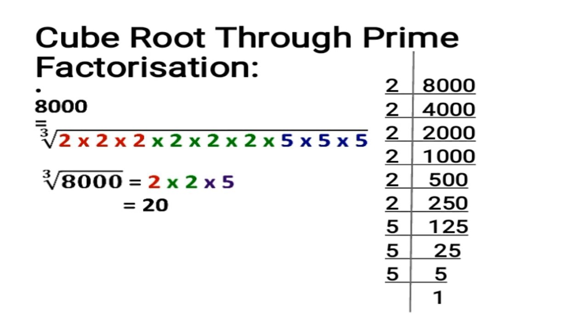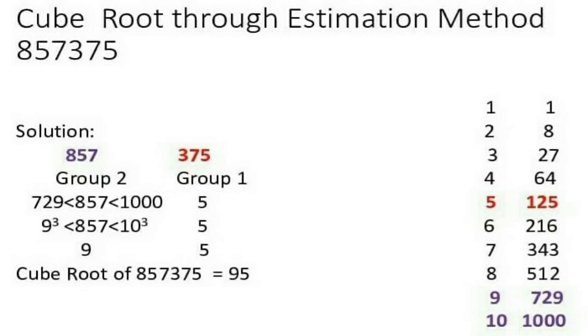Now students, in our exercise 7.2, Roman number 1 deals with the same sum. That is, we have to find out the cube root through the prime factorization method. So you all have to practice at home. And now students, we will see cube root through the estimation method.